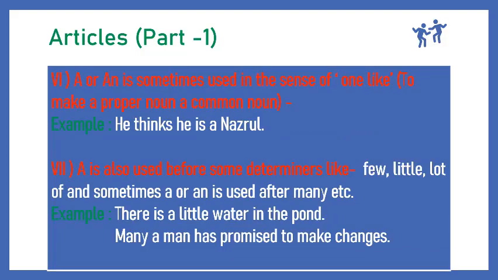Number 6. A or an is sometimes used in the sense of one like, to make a proper noun a common noun. For example, he thinks he is a Newton. Number 7. A is also used before some determiners like few, little, lot of, and sometimes a or an is used after many, etc. For example, there is a little water in the pond. Many a man has promised to make changes.